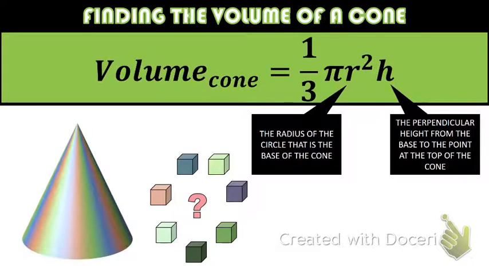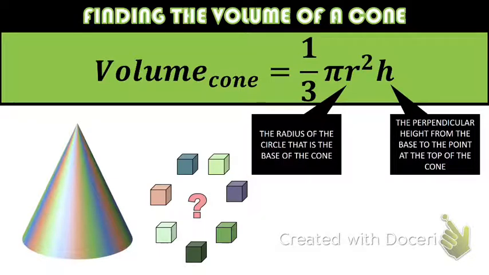The difference between finding the volume of a cone and the volume of a cylinder is that a cylinder will hold 3 times as many identical cubes as a cone with the same circle. Or in other words, a cylinder has a circle on the top and the bottom. A cone only has a circle on the bottom. So a cylinder will hold 3 times as many cubes as a cone with the same base.